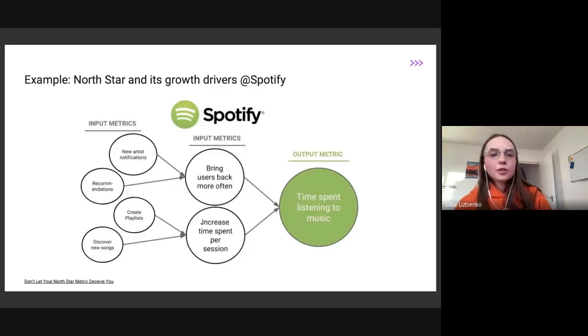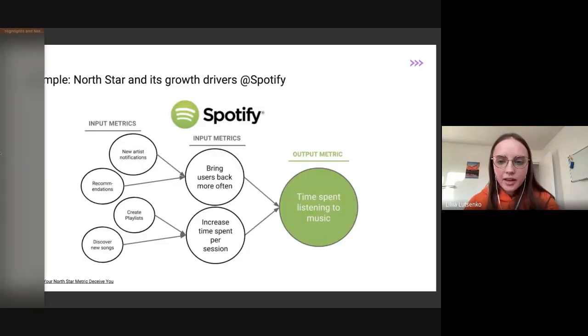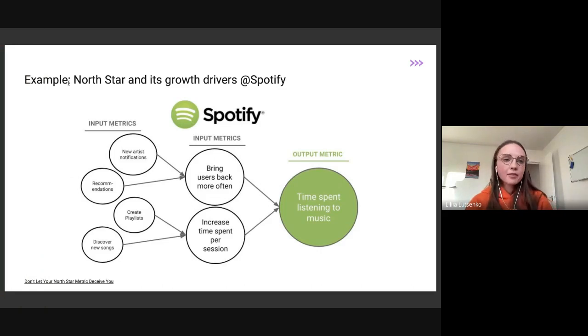Example from Spotify. As I've already said, their North Star is the depth of customer engagement, which is time spent listening to music. Amazing. However, they break down what contributes to this metric. This is the number of users that listen multiplied by the time they spend on the platform.